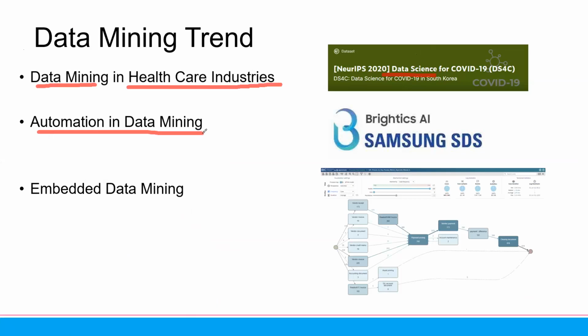Automation in data mining. When you use Orange, it is a kind of flow, and you can automate. If you already have the flow, then you can reuse it for every data set which is similar. And there can be some embedded data mining. For example, this is from Samsung SDS. They have Brightics AI. So this is a process in a company, and they will have some activities, and in every activity they can embed data mining.